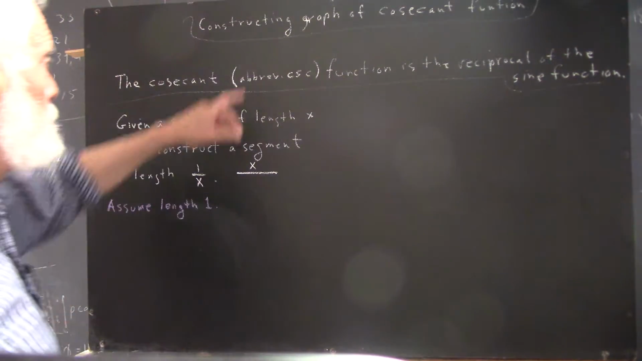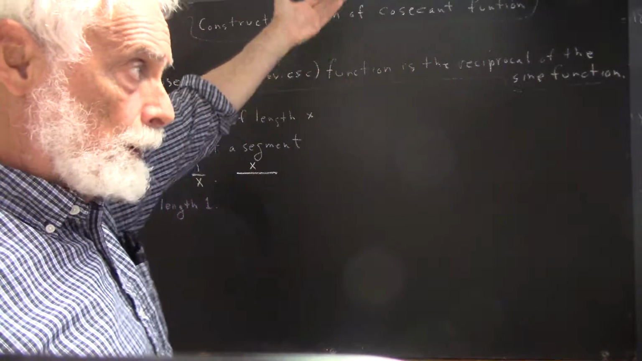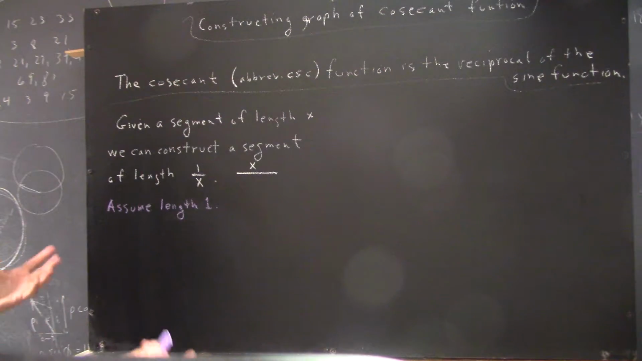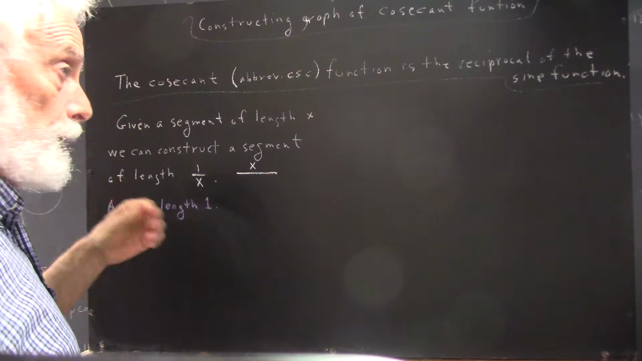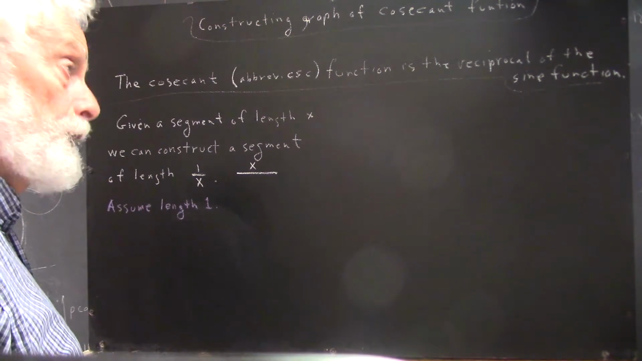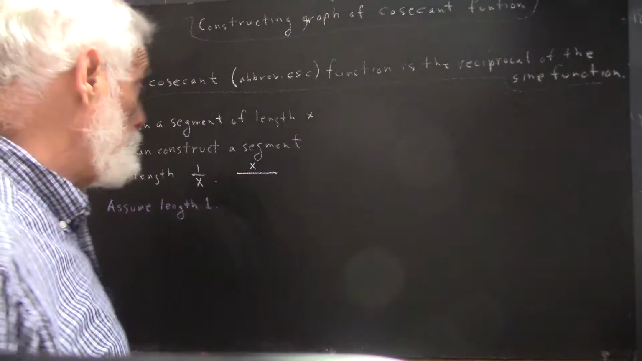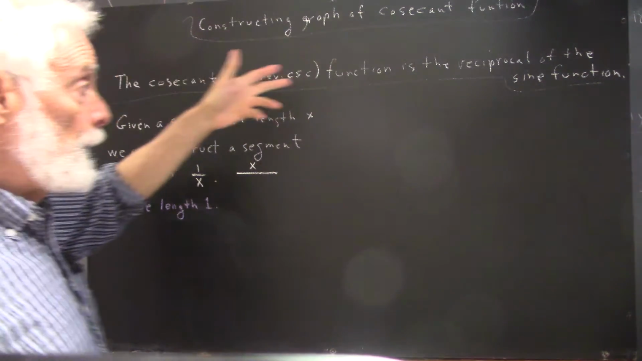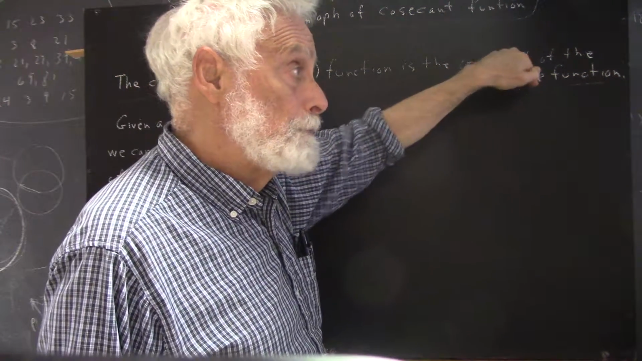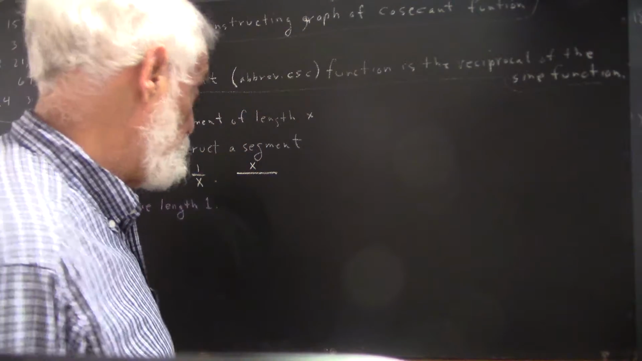Okay, now we're going to see how to construct a graph of the cosecant function. We already have a constructed graph of the sine function, or let's assume we already have a constructed sine function, an unlabeled graph, and this would be an unlabeled graph of the cosecant. Now the definition of the cosecant is fairly simple. It's just the reciprocal of the sine function. The cosecant function is the reciprocal of the sine function.